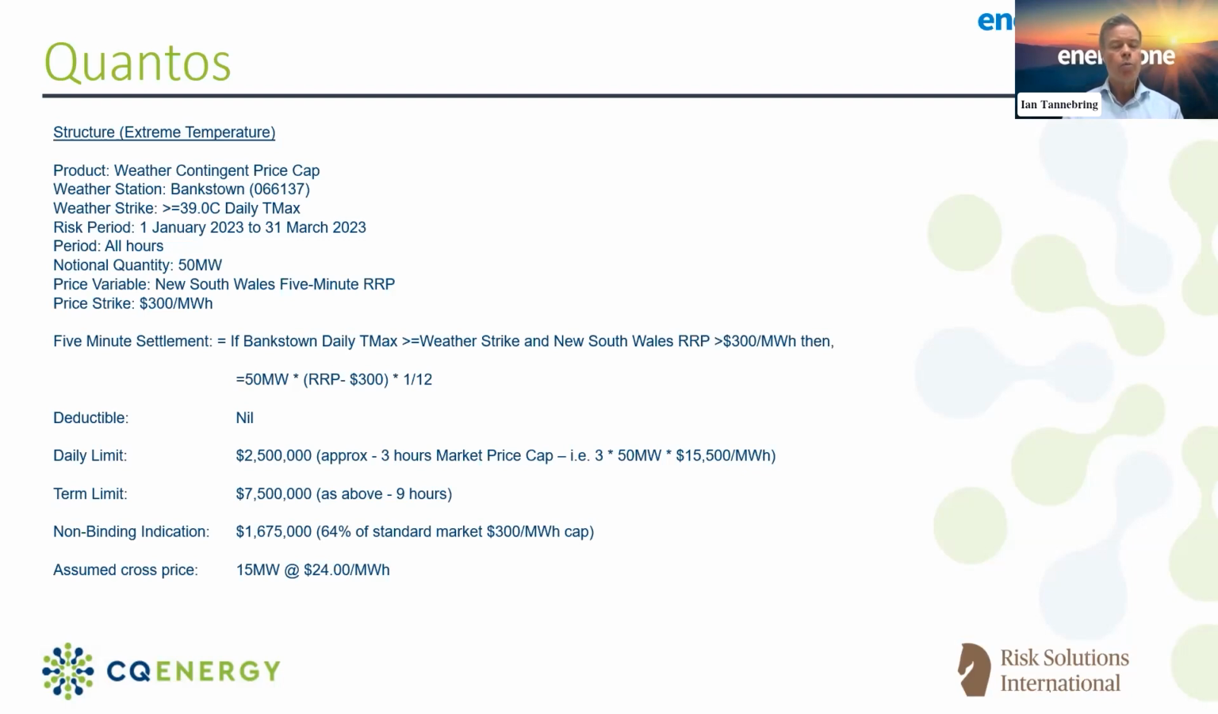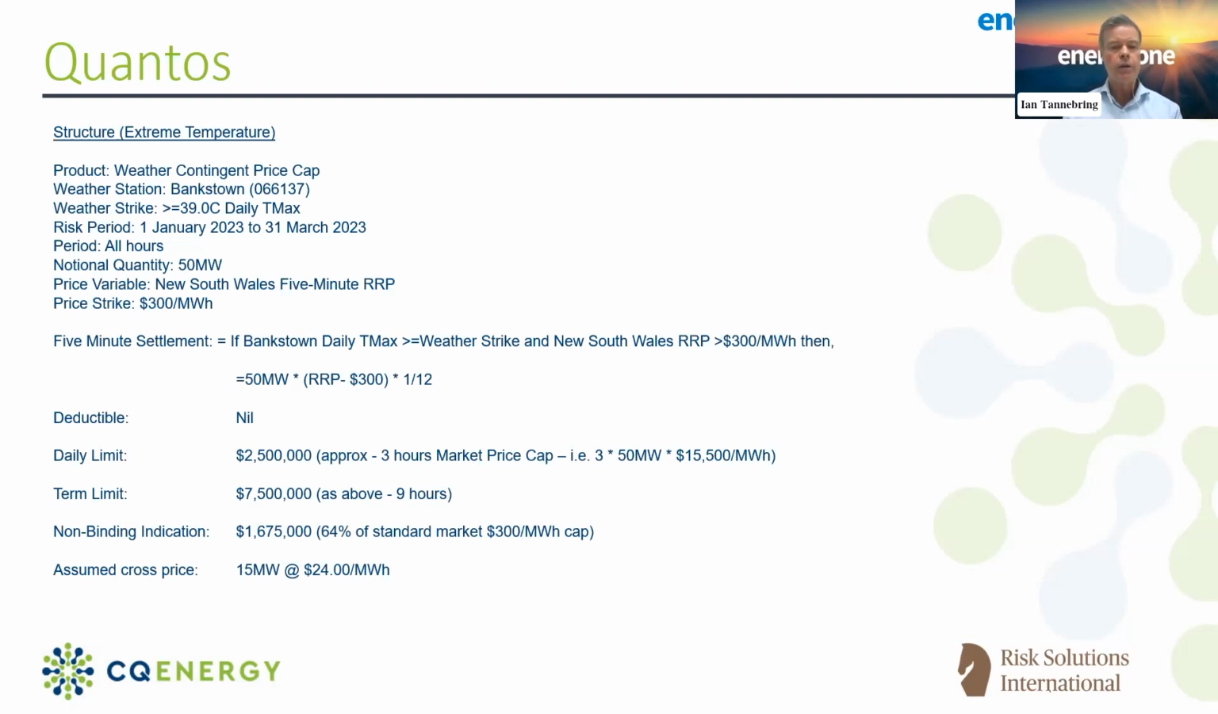And so what people look to do to manage the extreme events, they either buy the $300 cap, which is the firm market traded capacity instrument, or they buy weather derivatives where they're still getting price protection above $300 a megawatt hour, but these products tend to be cheaper than the standard $300 firm cap, simply because they've got a weather trigger. So there's some basis risk. And they've also got the limits that I spoke about earlier. They've got a daily limit and they've got a term limit.